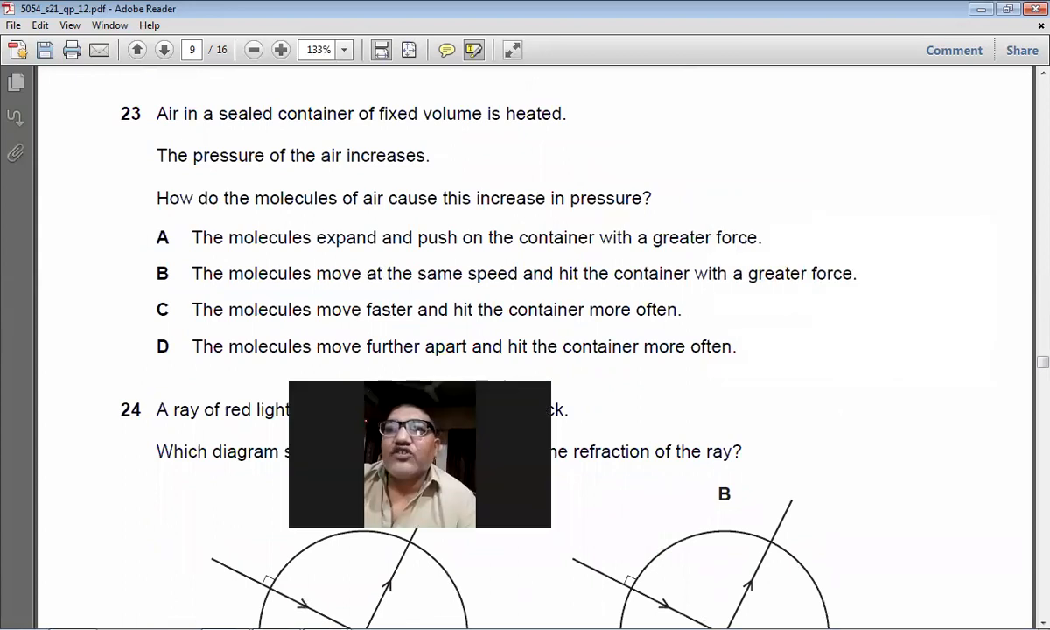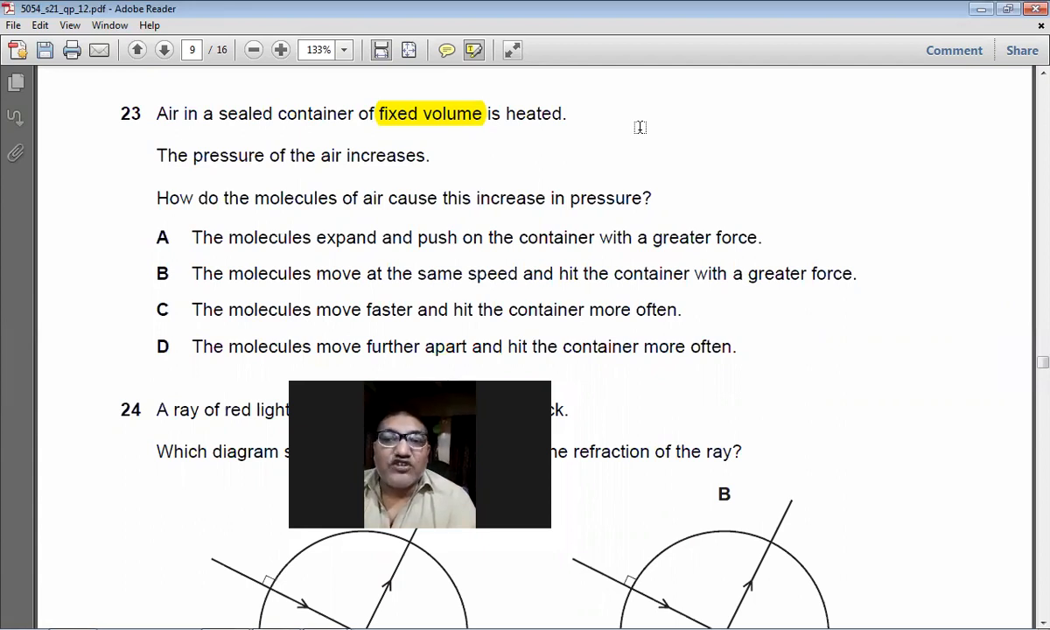So the next question coming up on your screen, you can see that air in a sealed container of fixed volume is heated. So the volume cannot change. The container is sealed, so the volume is fixed, so the volume cannot increase. The pressure of the air increases. So you have heated it, you have changed the temperature, the pressure will obviously increase, but the volume is constant. How do the molecules of the air cause this increase in the pressure?